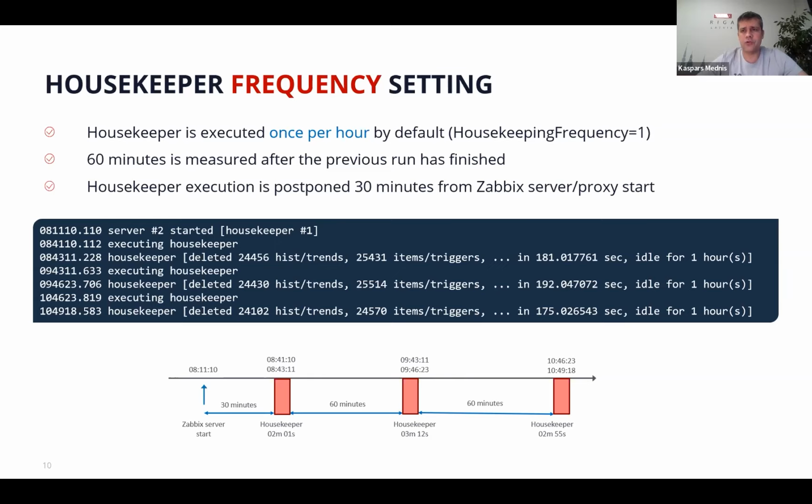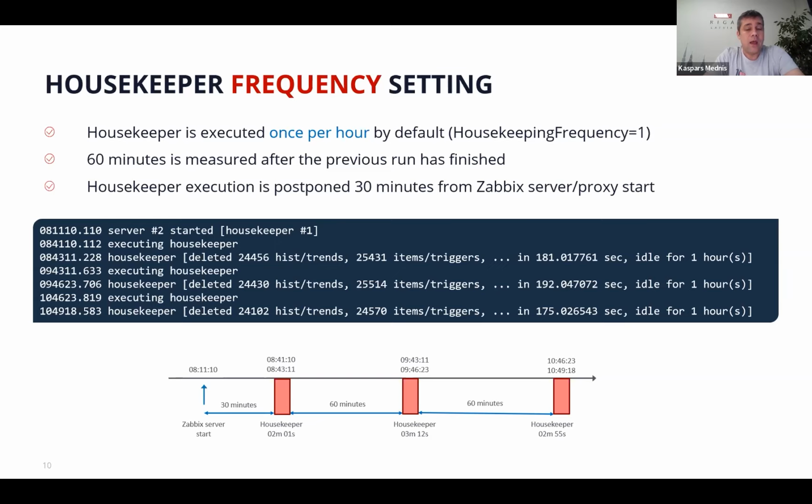Yes. The funny story here is, maybe you know when trends are written to the database. Trends are written to the database at the beginning of every hour, right? So if you start Zabbix in the middle of an hour, basically you will have Housekeeper and trends happening at the same time. Two pretty heavy processes happening at the same time. So just a note, right? Maybe starting Zabbix in the middle of an hour on a large instance is not the best idea. Timing sometimes really matters.